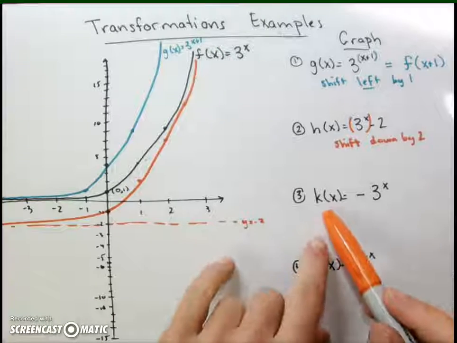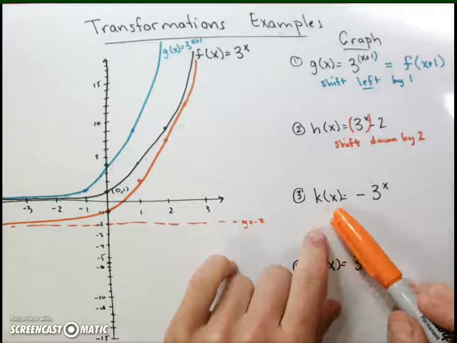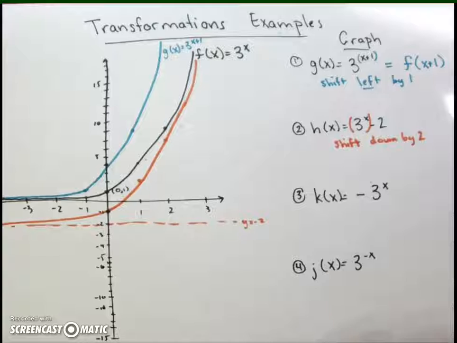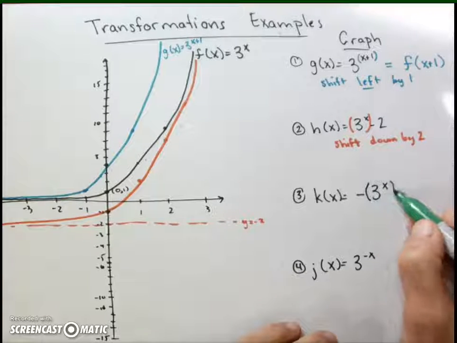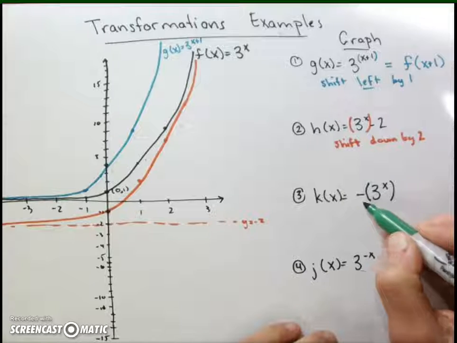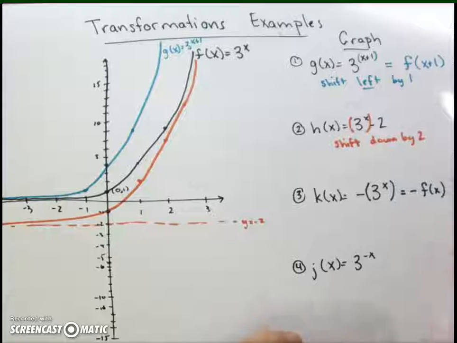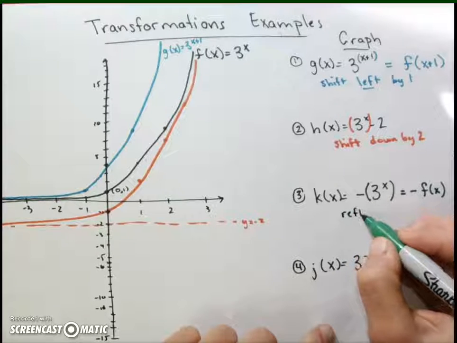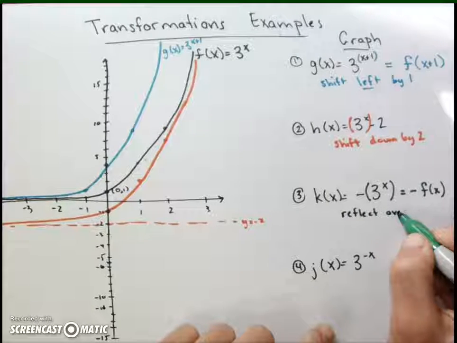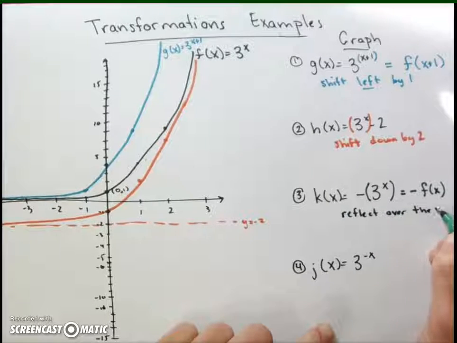Here's another example. To do k of x equals minus 3 to the x, we're basically doing 3 to the x and just putting a minus sign in front of it. So this is the same as negative f of x. And we know that this means to reflect over the x-axis.